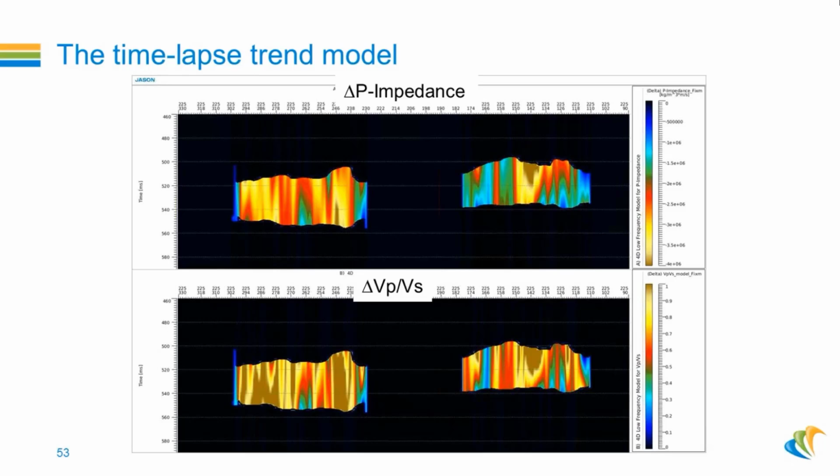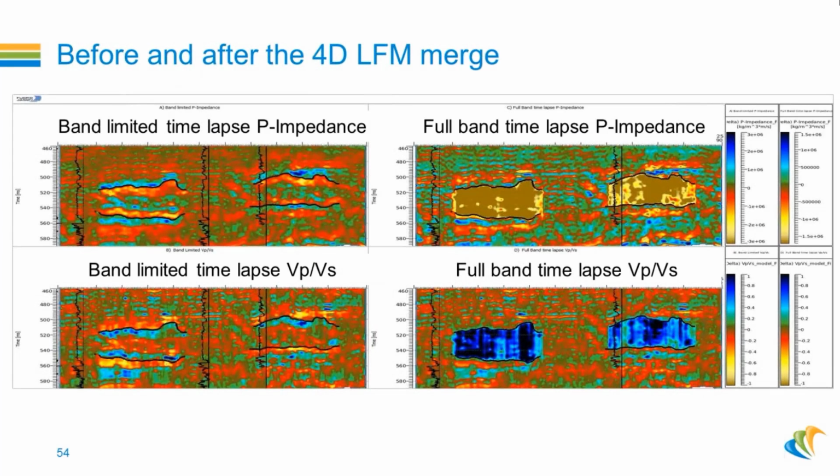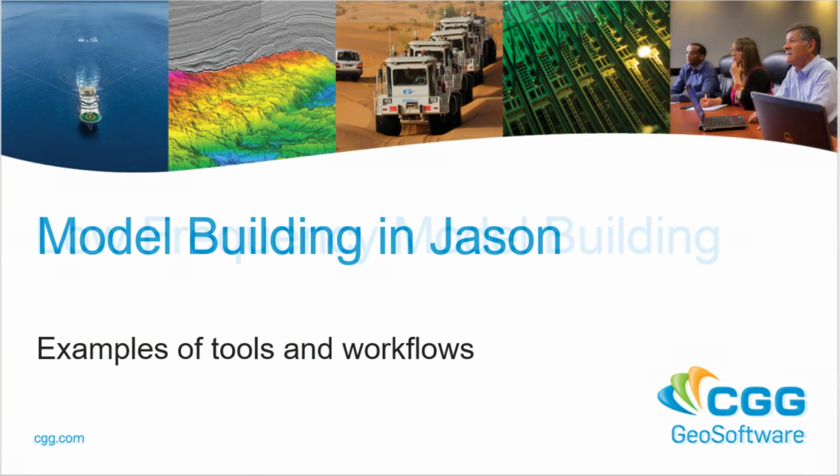And merging this with our band-limited inversion results, you can see the full band time-lapse P-impedance on the right-hand side and the full band time-lapse Vp/Vs. These are now much easier to interpret for people who are not well versed in seismic band-limited data, because the reservoir engineer can't make sense of the left-hand pictures, but he can make sense of the right-hand pictures. So that's the last workflow, and that ends my presentation.